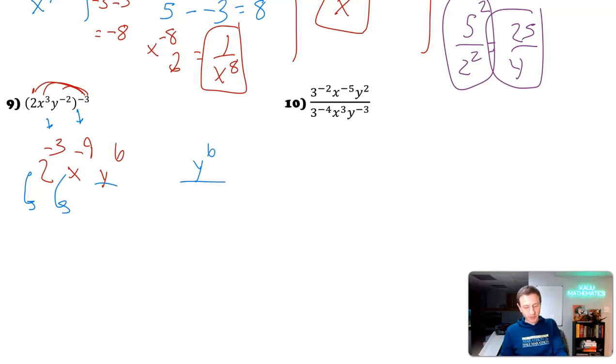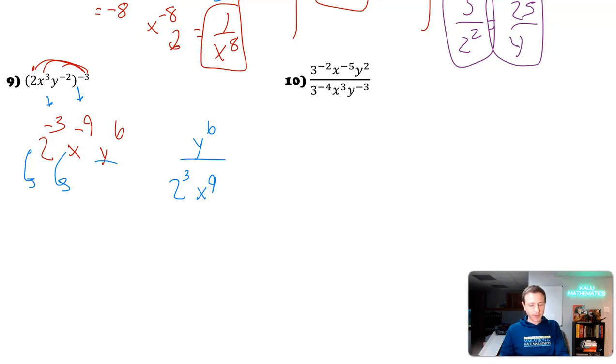So y to the 6th over 2 to the now positive 3. Whoops, I just wrote 8 because 2 to the 3rd is 8. But I'm just working ahead a little bit in my head there. So that's 2 to the 3rd. And then this is x to the 9th. So then I would rewrite 2 to the 3rd as 8. So y to the 6th over 8x to the 9th.